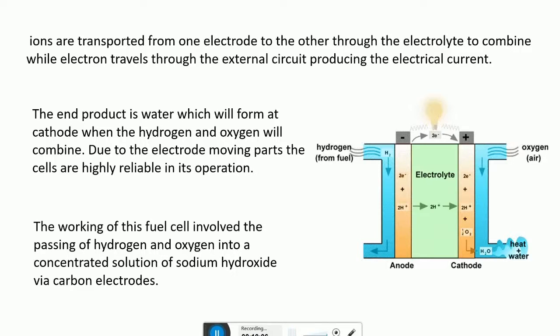If AC is needed, then the DC output of the fuel cell is given to a conversion device called an inverter. Oxygen enters the fuel cell at the cathode and combines with electrons. Oxygen will combine with these electrons from the electrical circuit, and hydrogen ions travel through the electrolyte from the anode.